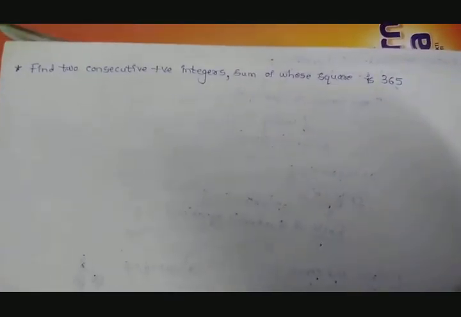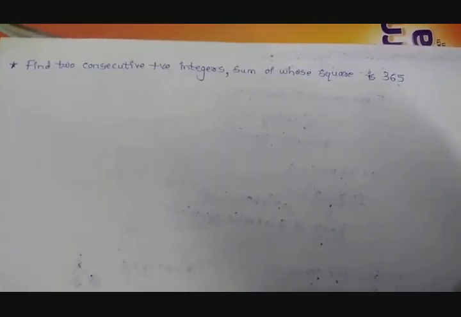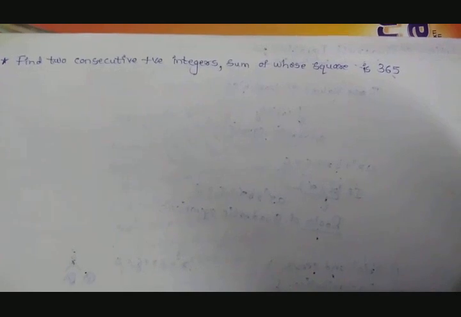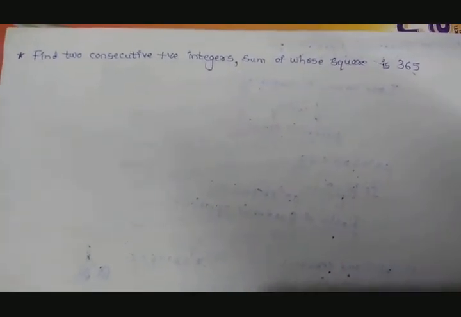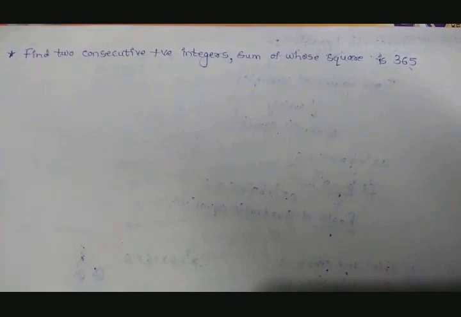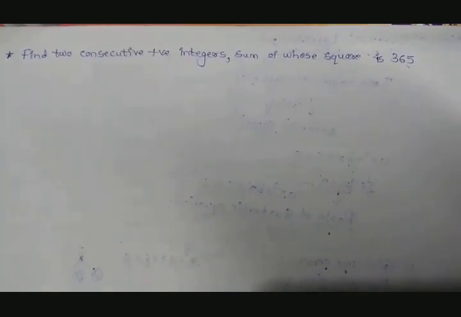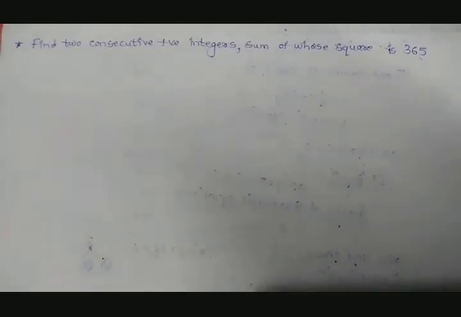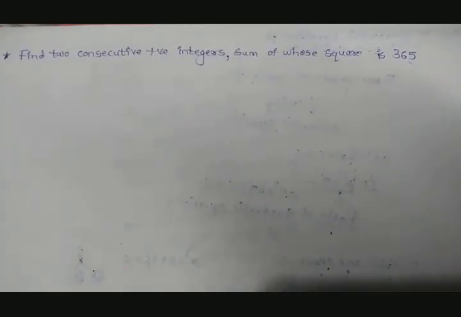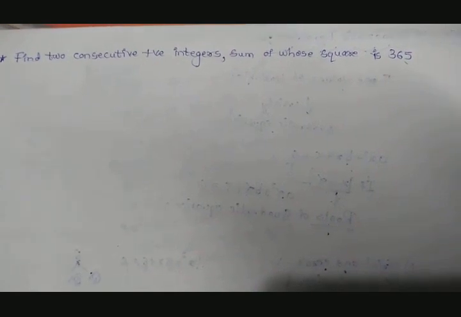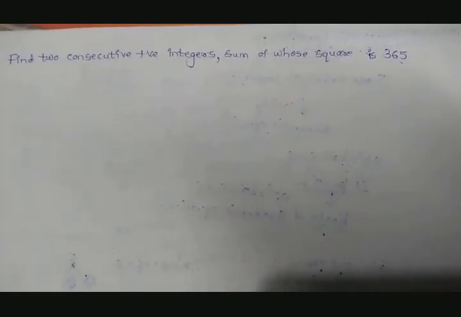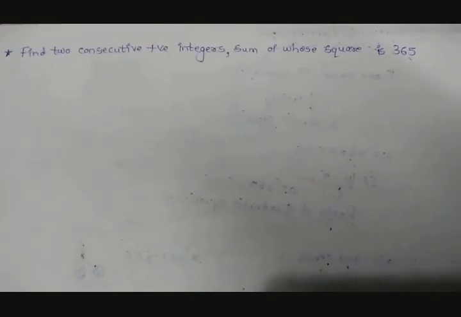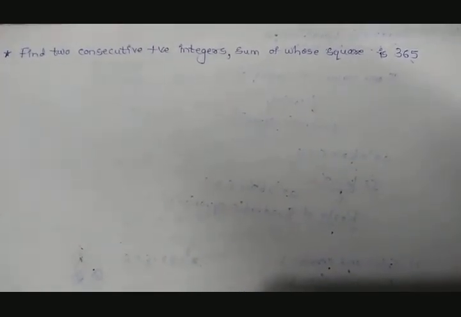So now we will be solving another example, that is, find two consecutive positive integers, sum of whose squares is 365. In the last class I had told you about consecutive numbers. Consecutive numbers are nothing but successive numbers. For example, the set of natural numbers 1, 2, 3 and so on. The successor of 1 is 2 and the successor of 2 is 3. Such numbers are known as consecutive numbers.